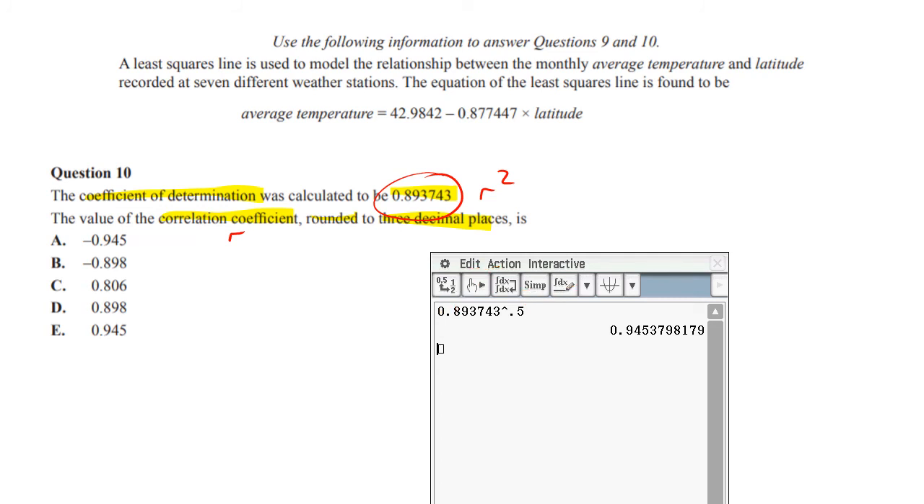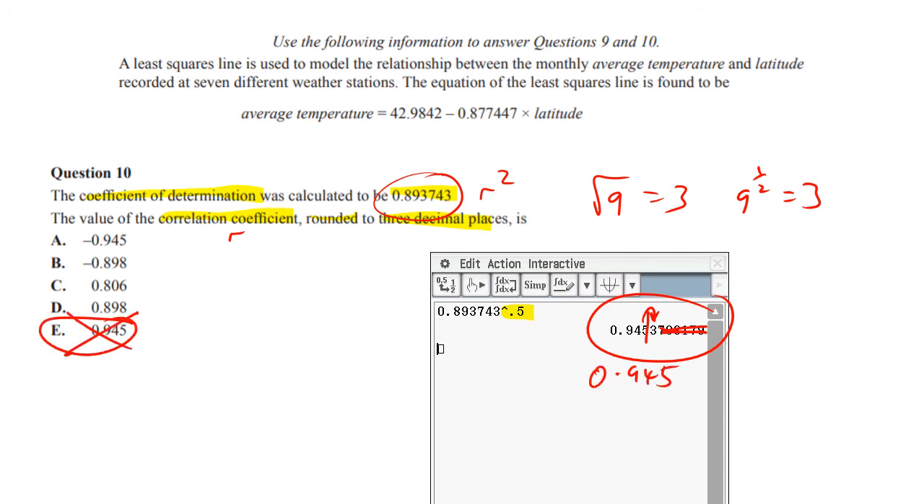Let's just delete all that. Now what I've done here is done hat 0.5. That's exactly the same as square rooting. Just a little quick trick there, because 9 square rooted equals 3, but also 9 to the power half equals 3. It's just another thing you should probably know. And you get this number, and then you go to 3 decimal places and you chop off here, and the 5 looks at the 3. None of that matters. So you get 0.945, and you choose E, and you're wrong.